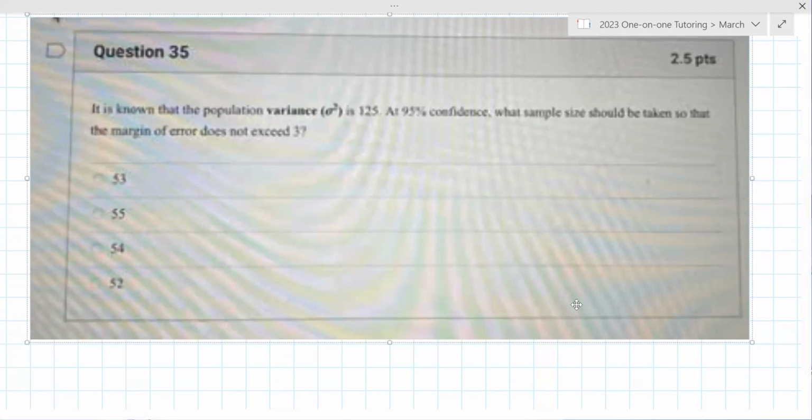All right, it is known that the population variance sigma squared is 125. At 95% confidence, what sample size should be taken so that the margin of error does not exceed 3? Okay. So we've got that sample size formula from yesterday. Let me go grab that again.